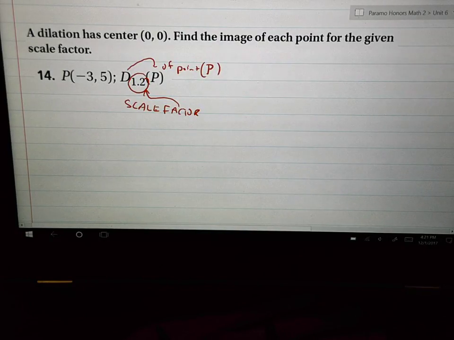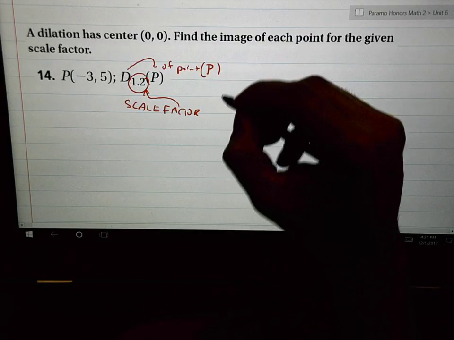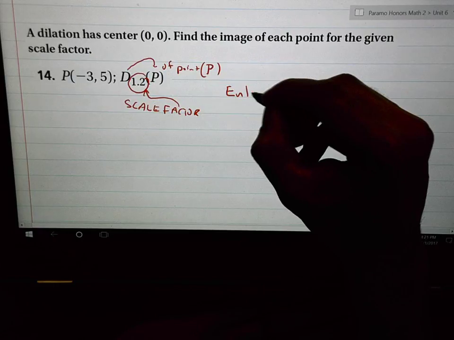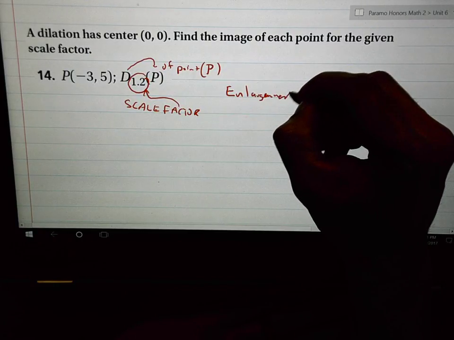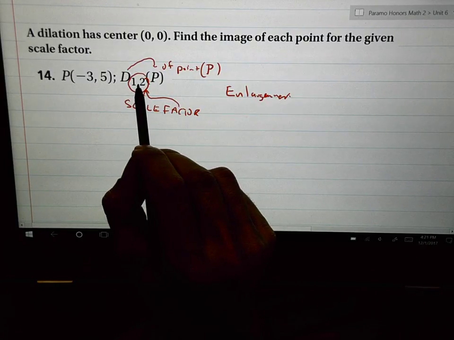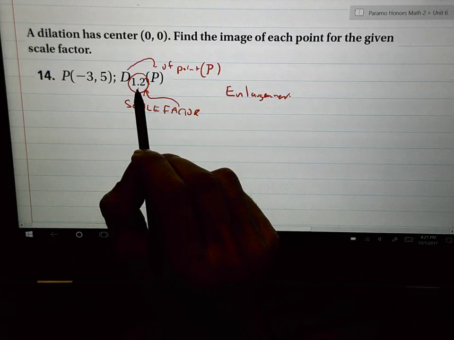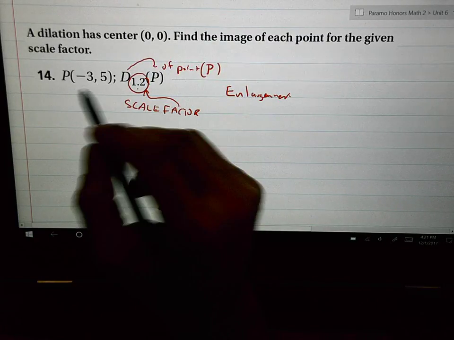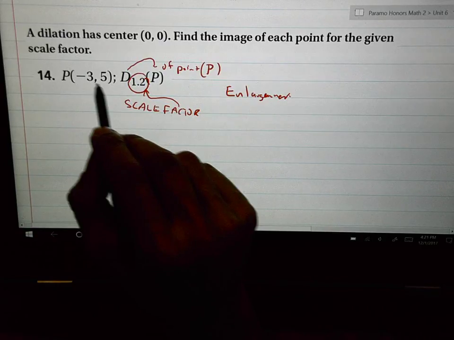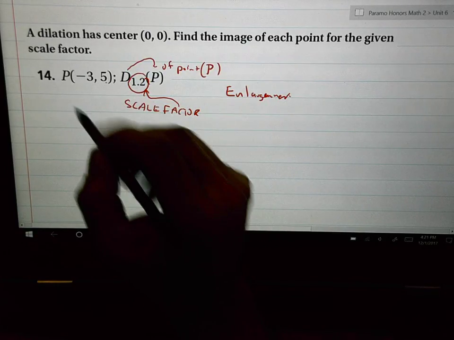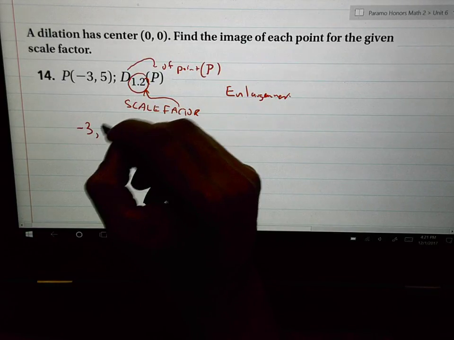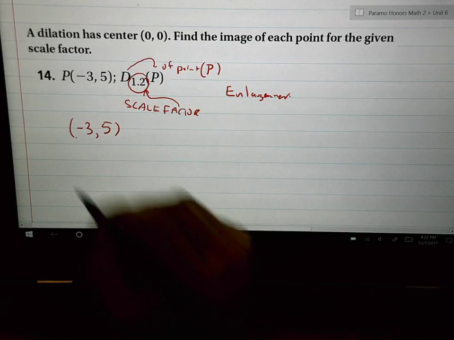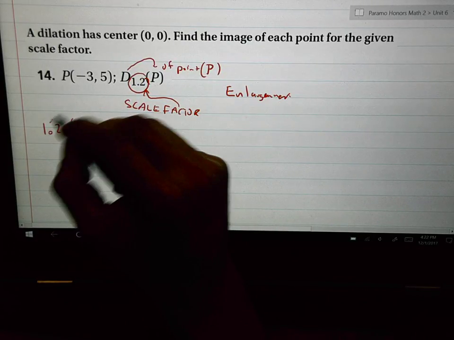I'm hoping, it didn't ask this question, but I'm hoping you know it's an enlargement. How come? Because this is 1.2 times bigger. If this is greater than 1, it will make an enlarged figure. So if I have point P at (-3, 5), and I'm doing this 1.2 times bigger, guess what happens to (-3, 5)? We multiply both things by 1.2.